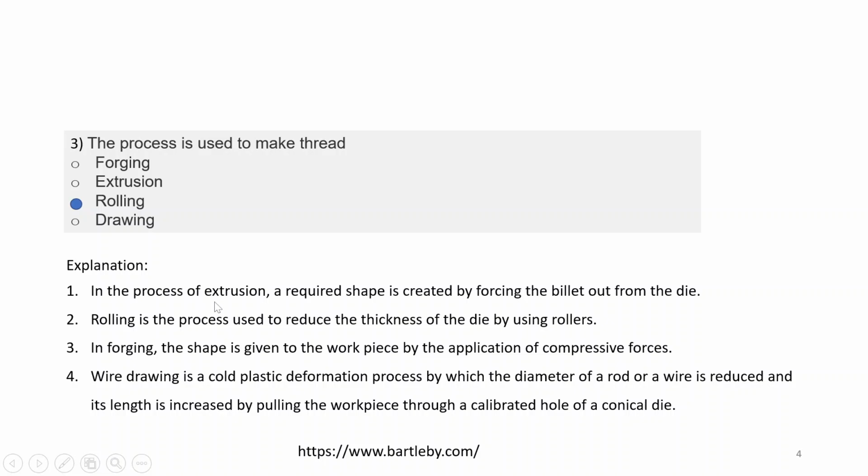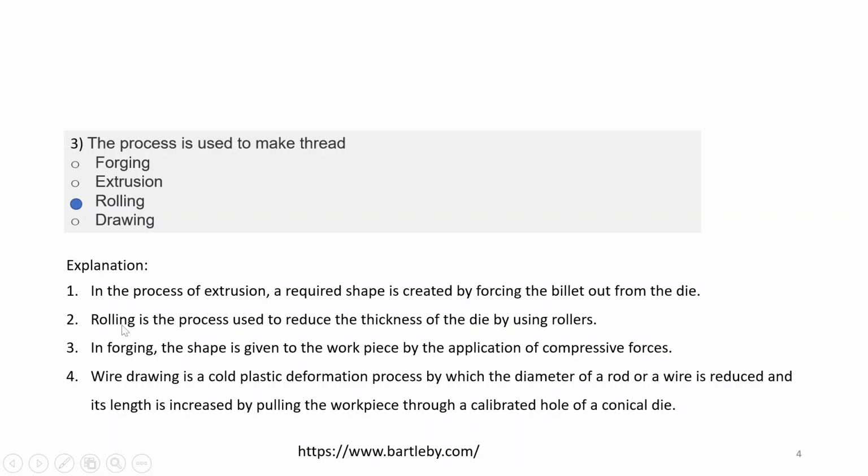In extrusion, a required shape is created by forcing the billet out through the die. This die will have a desired cross section, so you can make it in the form of a sheet or some cuboid shape. These shapes will be similar throughout the cross section.